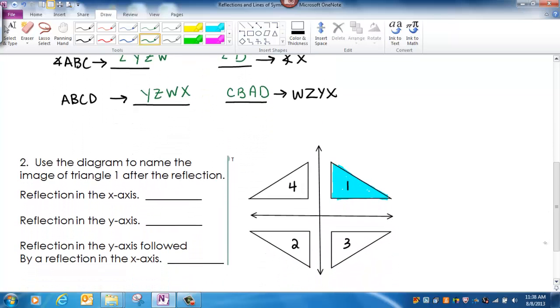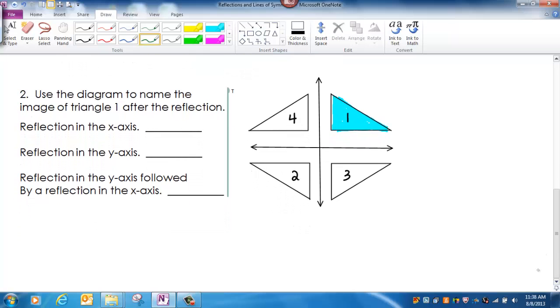Example number 2. Use the diagram to name the image of triangle 1 after the reflection. So the first one says, if I take triangle 1 and I reflect that in the x-axis, we have to keep our x and y axes straight here. This is our x-axis, this is our y-axis. So if we take triangle 1 and reflect that in the x-axis, that would put us at triangle 3.